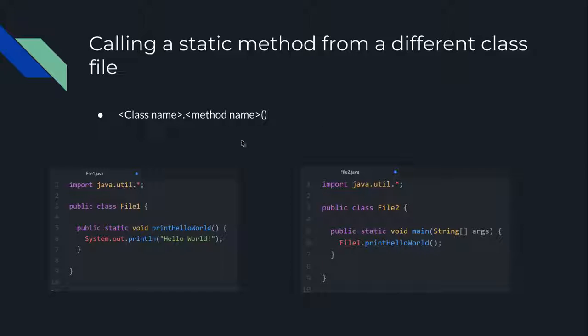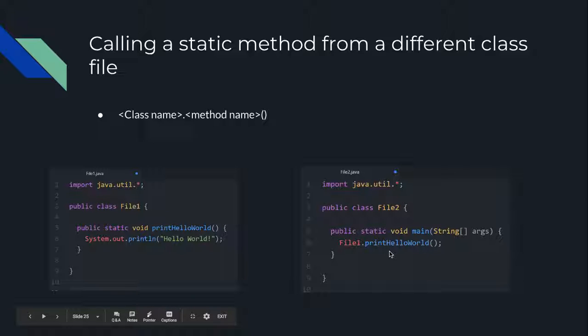So calling a static method from a different class file. This is the same example as we saw before, where we have file 1 and file 2, where in file 1 we have a public print hello world defined, and in file 2 we have a main method that calls that print hello world method from file 1. All we have to do is have the class name, exactly the spelling, dot the method name from that class file, and then we just put the parentheses there. And we can already see the illustration here. We have the class name file1 dot print hello world, which is the name of the method, and then the parentheses. And because there's no argument inside, I don't put anything inside the parentheses.